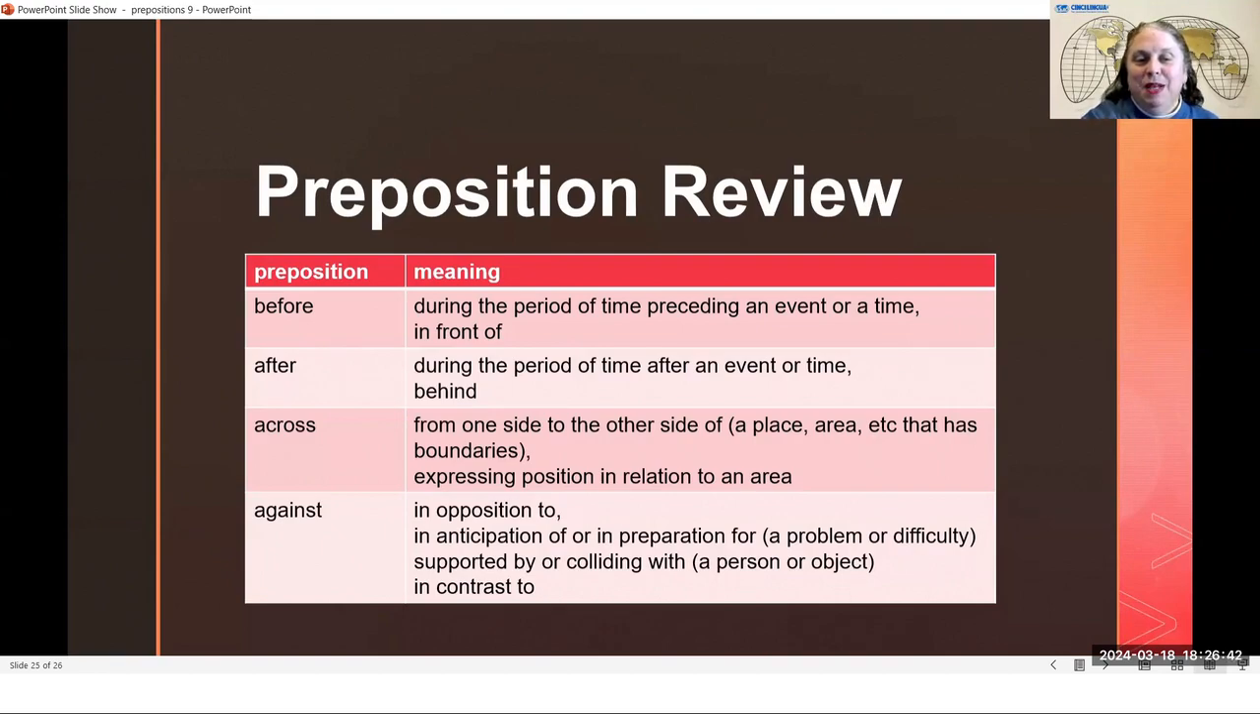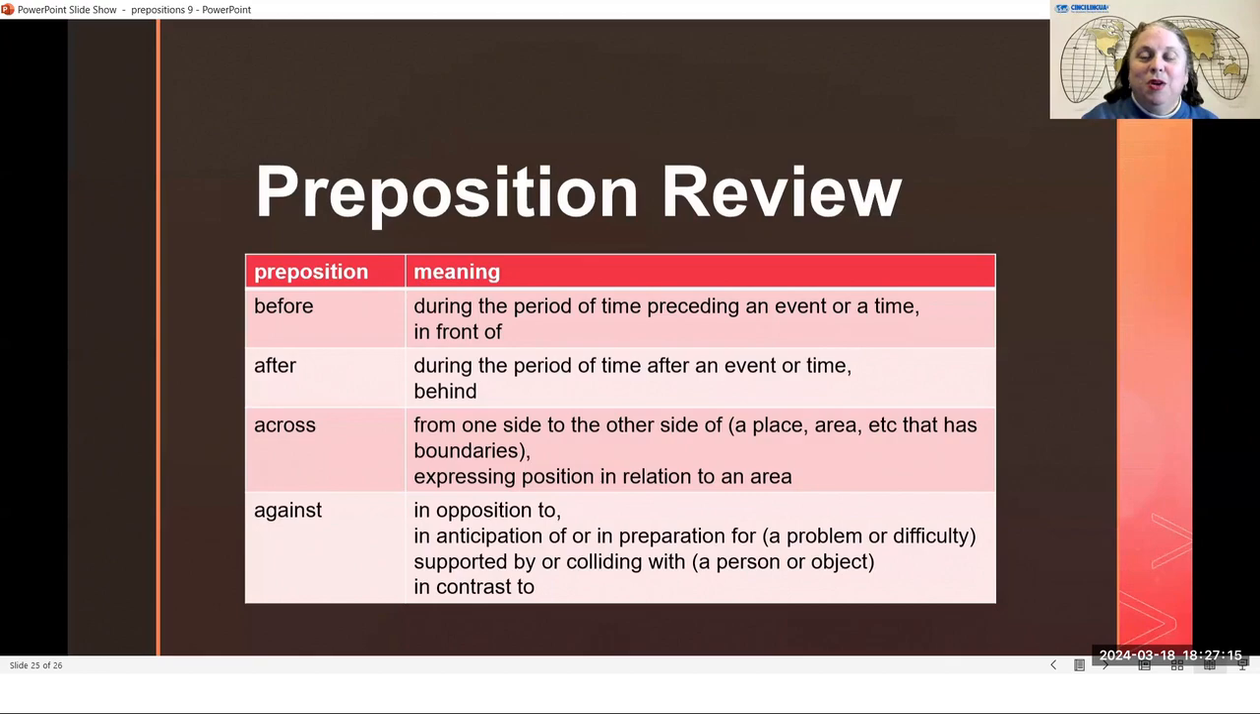So the opposite of before is after. After meaning during the period of time after an event. So remember, she walked her dog after work. That was the event. Walking the dog happened in the period of time after the event of going to work. Or we gave an example of during the period of time after a particular time. So she walked the dog after 6 p.m.